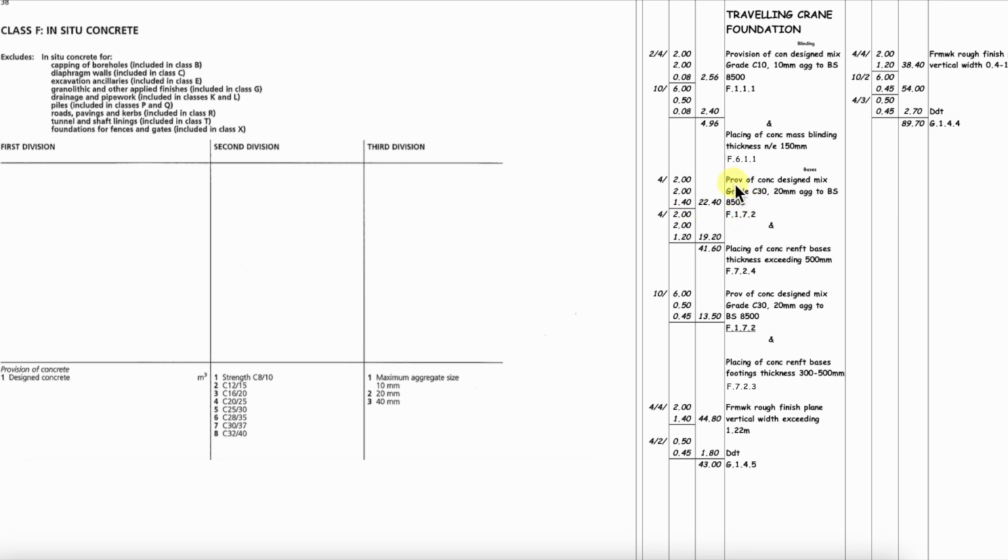Our next one is provision of concrete designed mix grade C30, and the code is F172. So does this description stack up with the method of measurement? Let's have a look. Class F, 1 design concrete, 7 30 newtons, and 2 20mm aggregate. So the description here again is in full compliance. Moving down to this one here is exactly the same. Provision of concrete 30 newtons and the code F172, exactly as that before. So this description here is also fully compliant with the method of measurement.